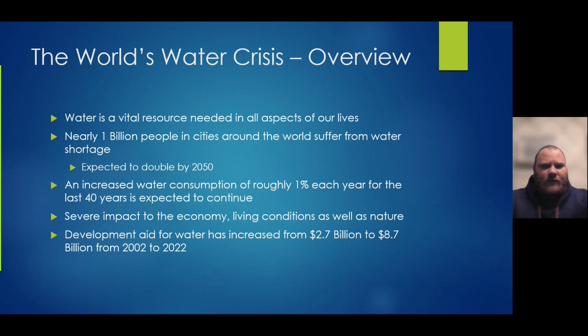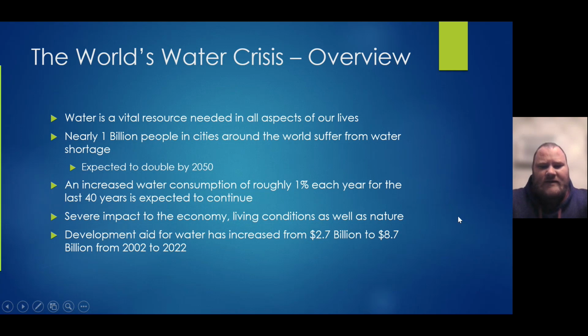The world's water crisis as an overview. As we know, water is a vital resource that is needed in basically all aspects of our lives. There's nearly 1 billion people in cities around the world which suffer from a water shortage currently, and this value is expected to double by 2050. An increased water consumption of roughly 1% each year for the last 40 years, which is also expected to continue. So the water consumption will continue to rise, especially as populations increase. Severe impact to the economy, living conditions, as well as nature in general.